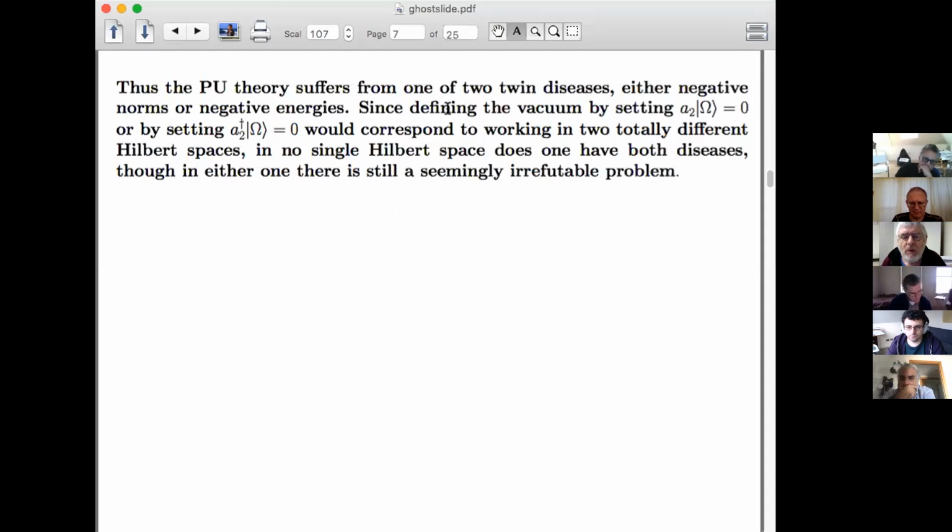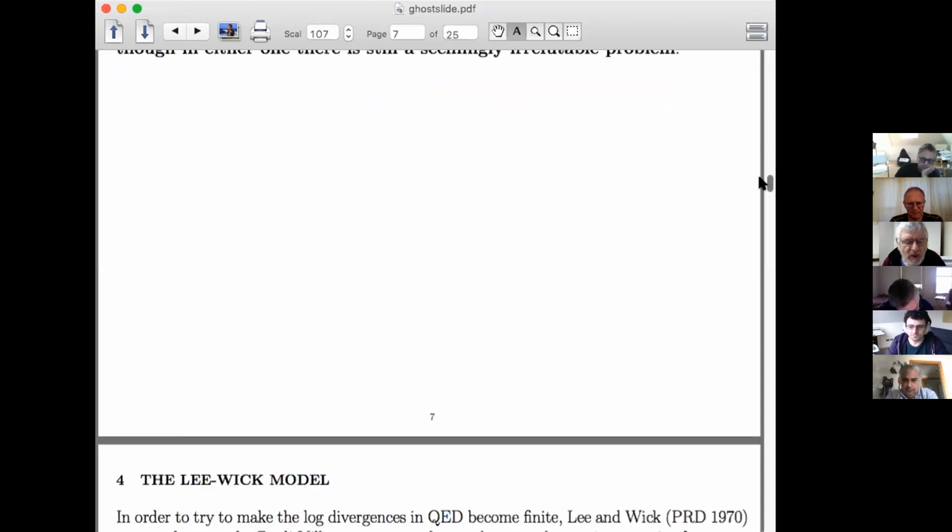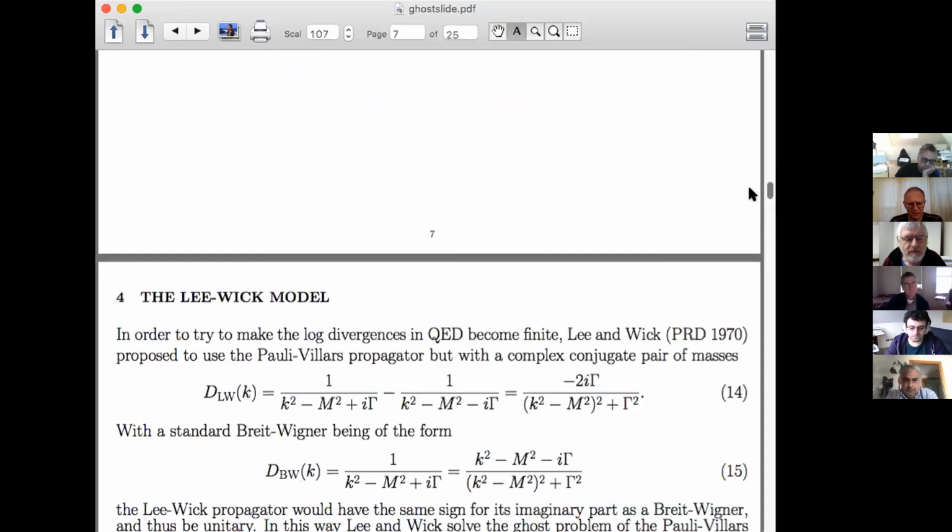However, you can define the vacuum as A2 on the vacuum is zero, or A2 dagger on the vacuum is zero. They are different Hilbert spaces. So they correspond to different Hilbert space realizations of the theory. In no single Hilbert space does one have both diseases, though in either one there is a problem and it is seemingly irrefutable. So that's been the wisdom of this model for many, many years.